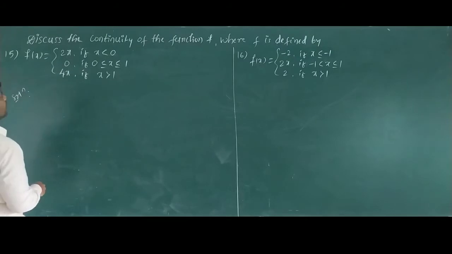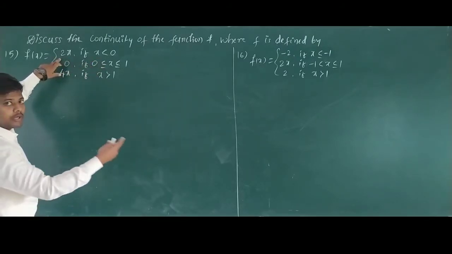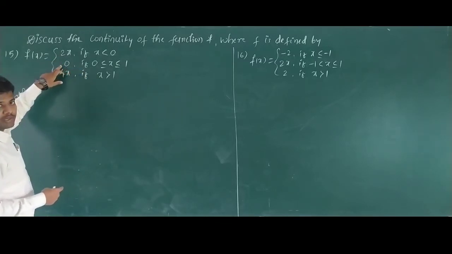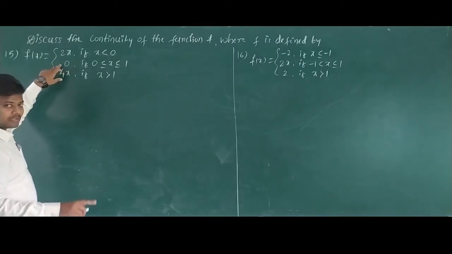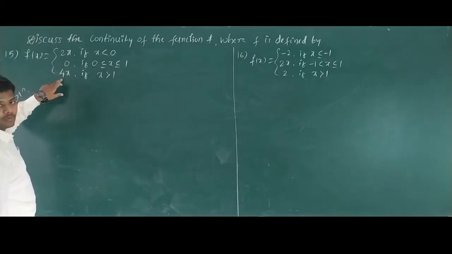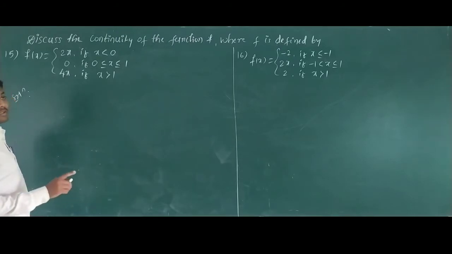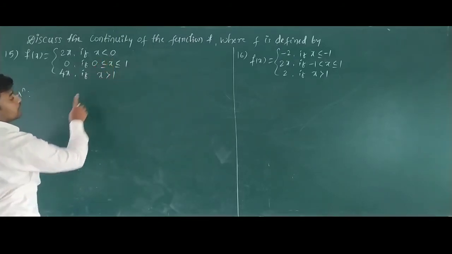First we check x less than 0. What is there? 2x, a polynomial function, continuous. And 0 less than x less than 1, what is there? 0, a constant function, continuous. And x greater than 1 is 4x, a polynomial function, continuous. So we have to check the continuity of this function at x equal to 0 and x equal to 1.